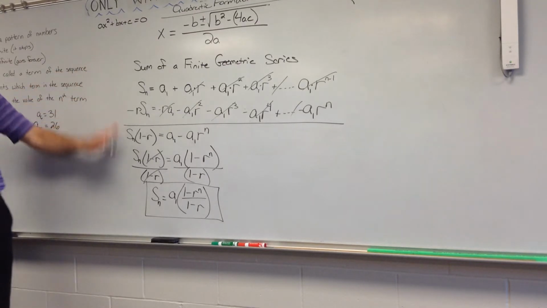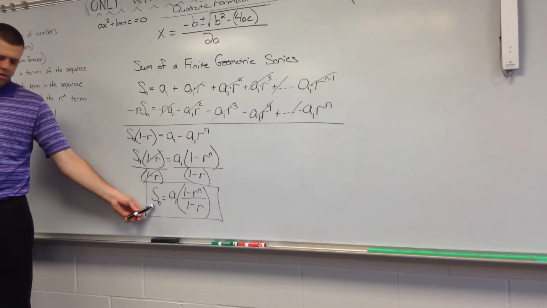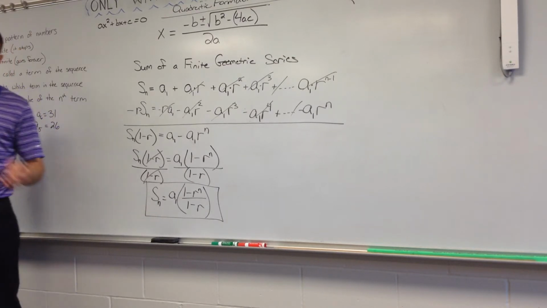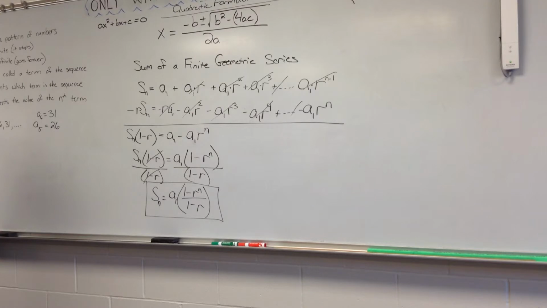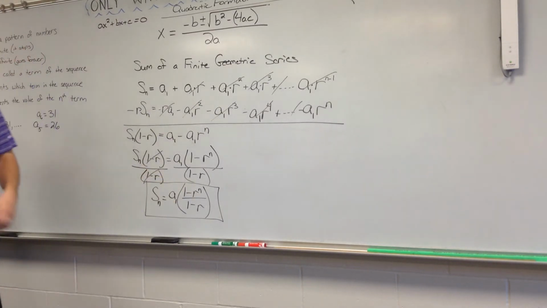Okay, you don't need to know the proof, I'm just showing you how it works. So that's how you can add together all the terms in a geometric series, which was option number 2, right? A sub 1 is your first term, r is your ratio, n is the number of terms you're adding together.